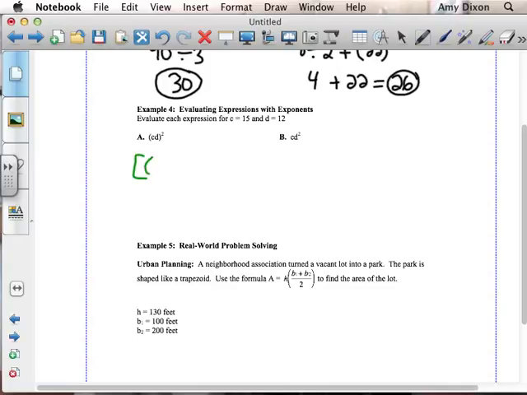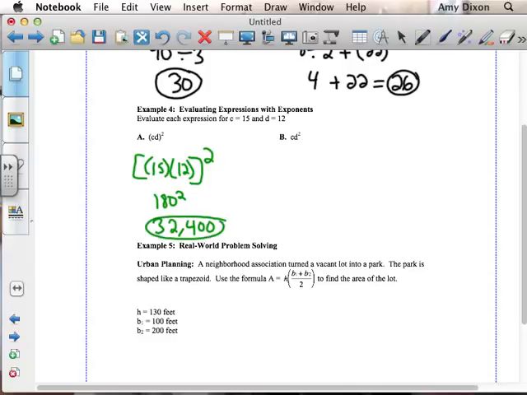And then we're going to put c inside of parentheses, which is 15, and then d is 12, and we're going to square that. So we have to take care of what's inside that grouping symbol first, which is 15 times 12. So we need to take care of 15 times 12, and we get 180. So we have 180 squared. And we take 180 times 180, we get 32,400.